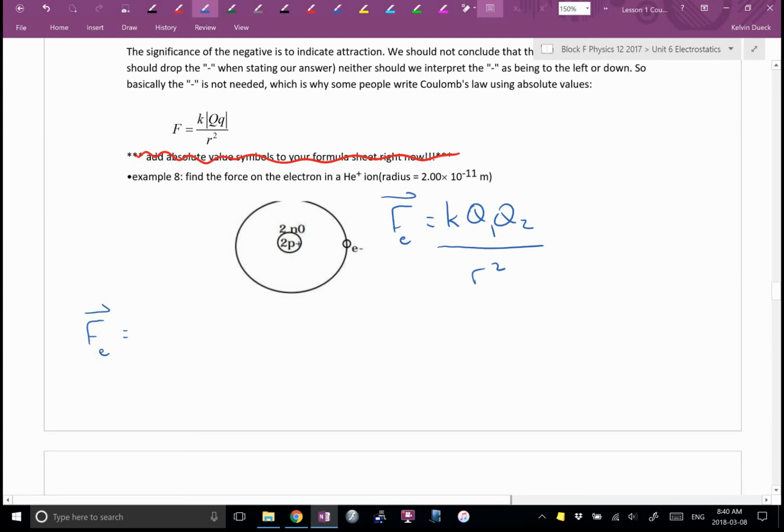Sarah, what was k? 9 times 10 to the 9th. Charge 1, Ira, look at the nucleus here. This is where the first set of charges are. How many neutrons are there?